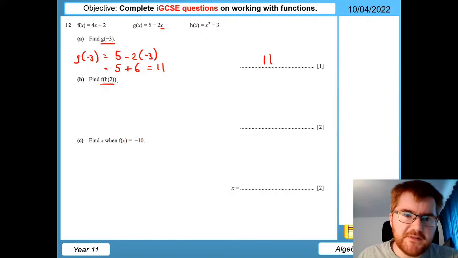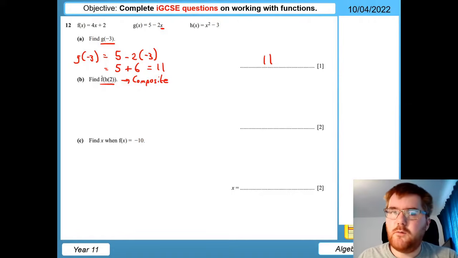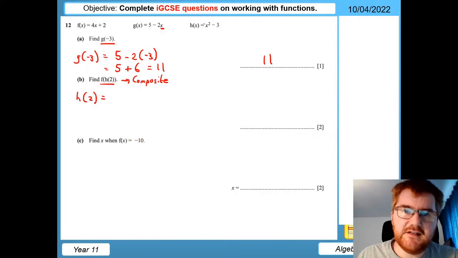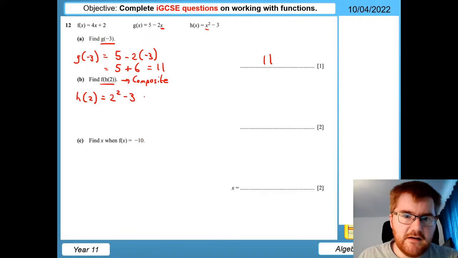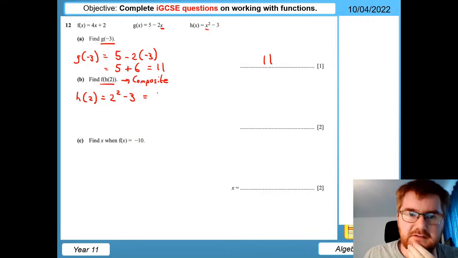Again, another composite function. Again, these skills come up again and again and again. So the first thing we're going to do is work out what's inside the bracket. So h of 2. So wherever I see x here, I'm going to put a 2. So we get 2 squared minus 3. Hopefully getting the hang of it at home. So we get 2 squared is equal to 4. 4 minus 3 is 1.